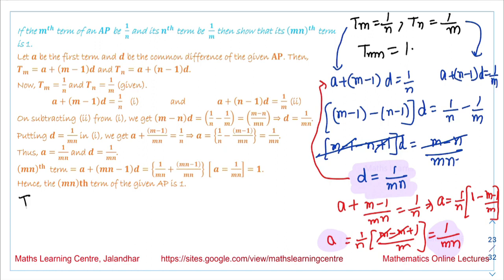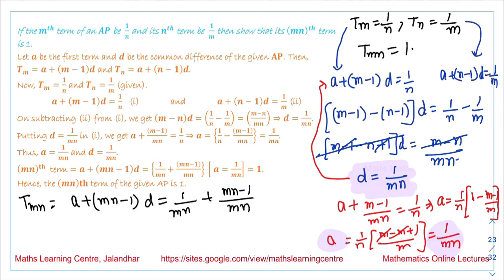Now we have to calculate Tmn, that is equal to a plus mn minus 1 d, that is equal to 1 by mn plus mn minus 1 by mn. This is equal to mn plus 1 minus 1 by mn. These two get cancelled, so it is mn over mn, that is equal to 1, and this is what we have to prove.